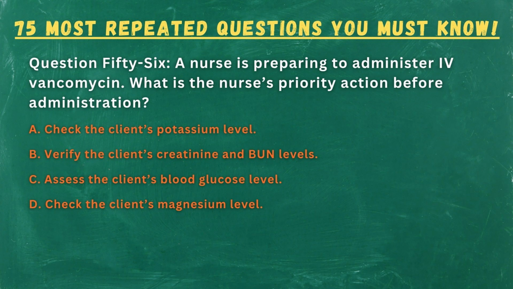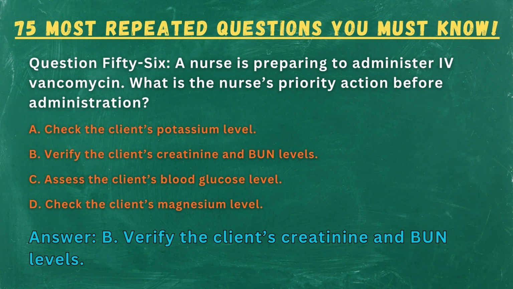Question 56. A nurse is preparing to administer vancomycin. What is the nurse's priority action before administration? A. Check the client's potassium level. B. Verify the client's creatinine and BUN levels. C. Assess the client's blood glucose level. D. Check the client's magnesium level. Answer. B. Verify the client's creatinine and BUN levels.